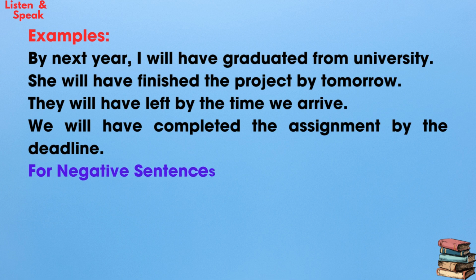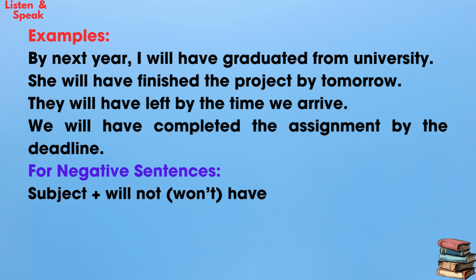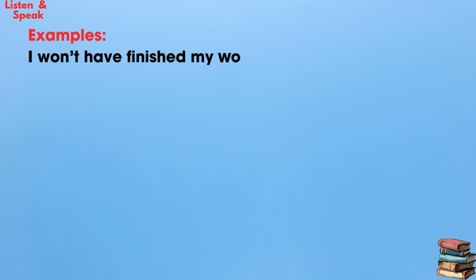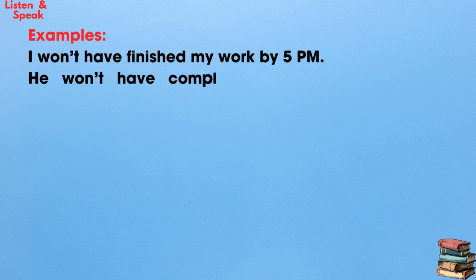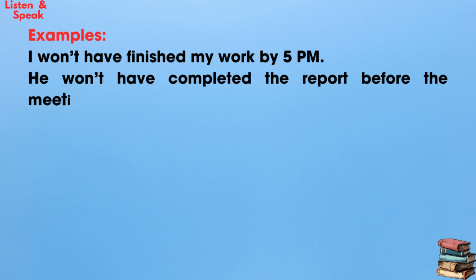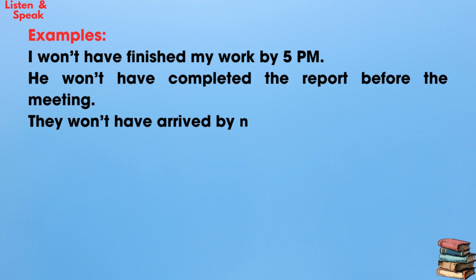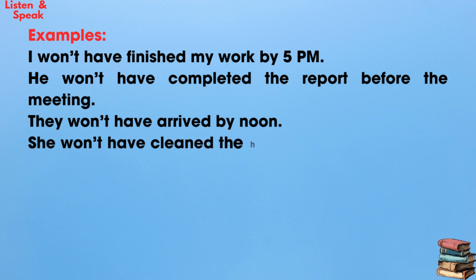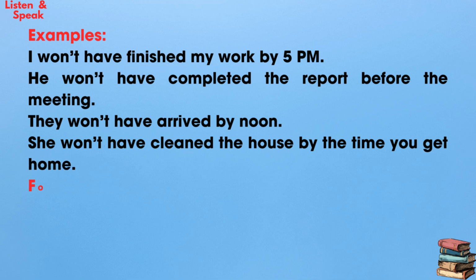For negative sentences: subject will not, won't, have past participle. Examples: I won't have finished my work by 5 p.m. He won't have completed the report before the meeting. They won't have arrived by noon. She won't have cleaned the house by the time you get home.